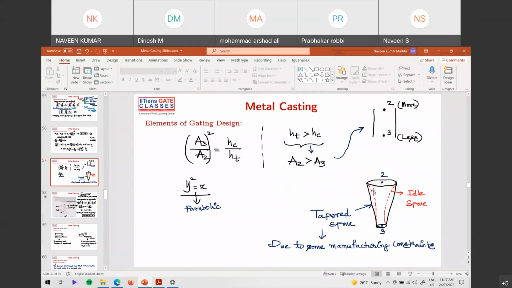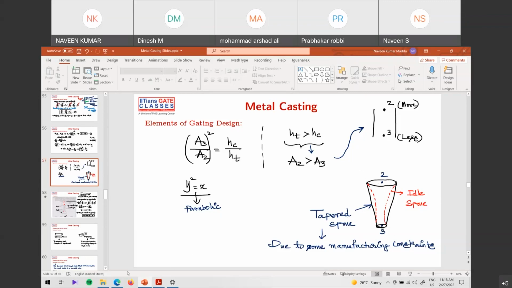It was parabolic. Ideally it should be parabolic, but because of manufacturing constraints, they use a tapered sprue. This was done from long back, for centuries. Now you can even try to make it parabolic for more accuracy. Remember the thumb rule: the top cross section should be more than the bottom cross section, whether a diameter or a square one, and the two should be joined by a parabolic surface.